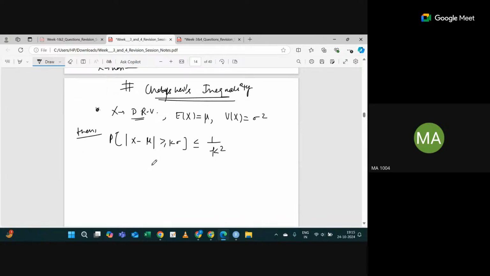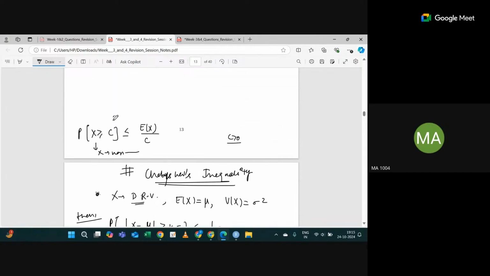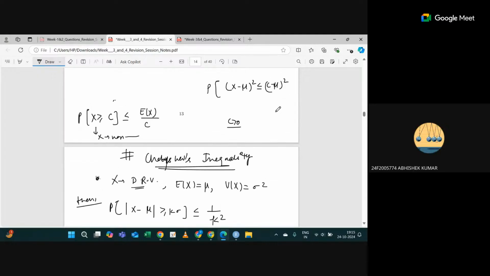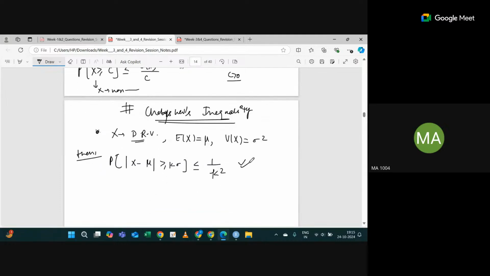I'm not going to do the derivation, but one idea I can give you. Suppose this is the case, then X is a non-negative value. Then can I do (X minus mu) whole square less than (C minus mu) whole square? Something like this. Then if you replace C minus mu with K sigma and all, you will get the answer. So you will get this final form. If you are interested, we can do the derivation of how this Chebyshev inequality came, I mean this final form.